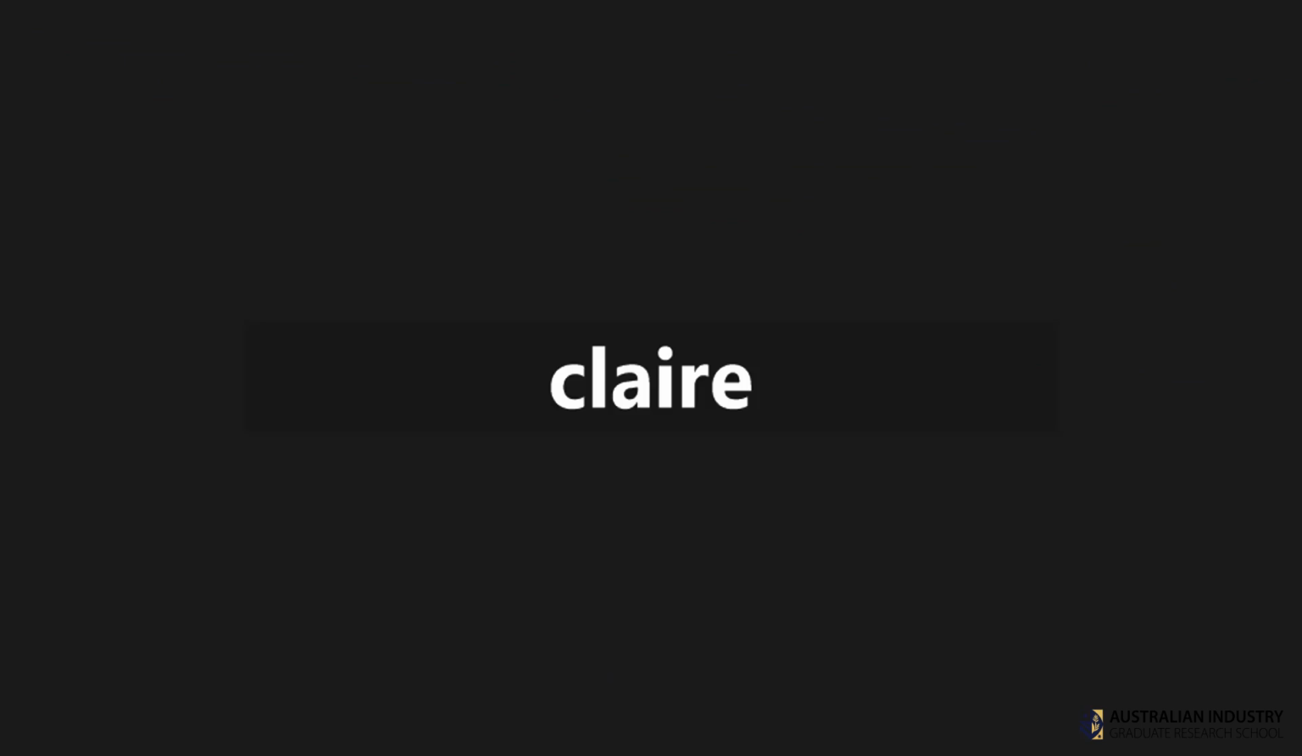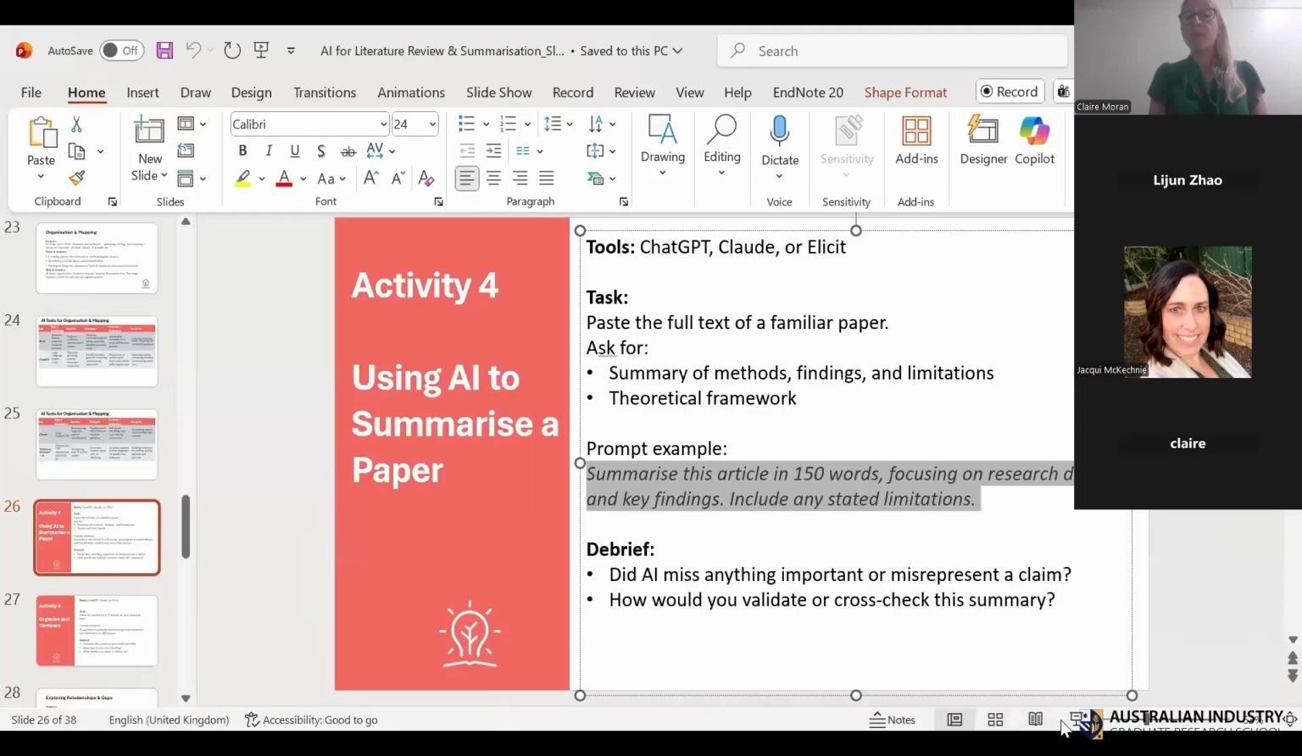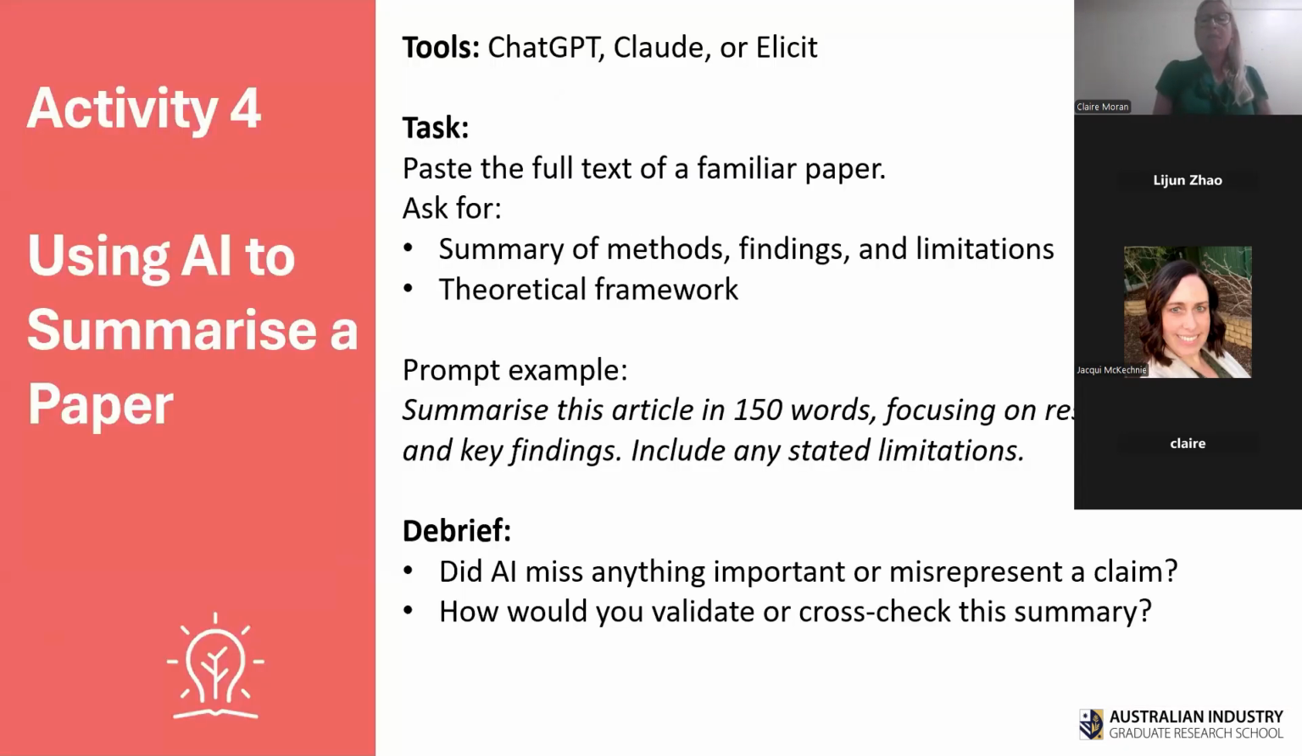And what I want us to be thinking about is, given that you know this paper really well, looking at what you're given back. So did AI miss anything important or misrepresent any aspects of the paper? And how would you validate or cross-check this summary? So again, if you know it really well, you may not need to do that.